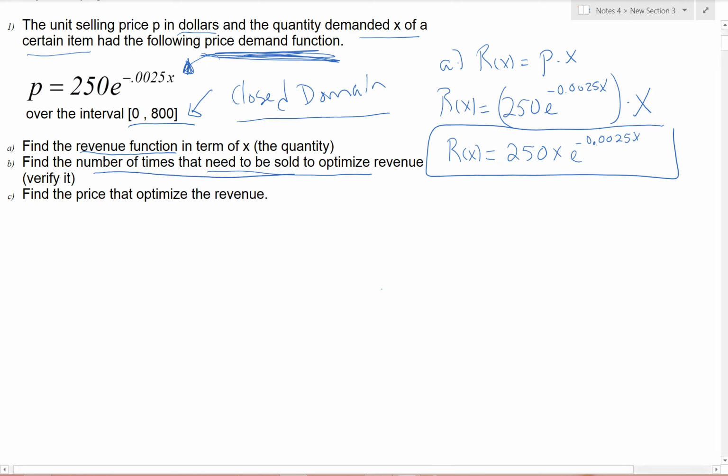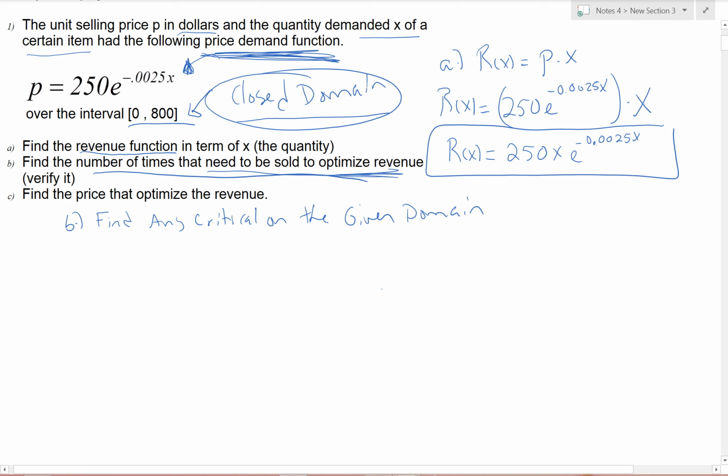Now part B: find the number of items. How many items do we need to sell in order to optimize revenue? Optimize revenue means I want to maximize revenue. Revenue is sales, and I want to maximize my sales. For part B, since it's a closed domain, we're going to find any critical values on the given domain and then use the extreme value theorem to determine which one is the largest. First, find my critical values, which means I need my derivative and set it equal to 0.